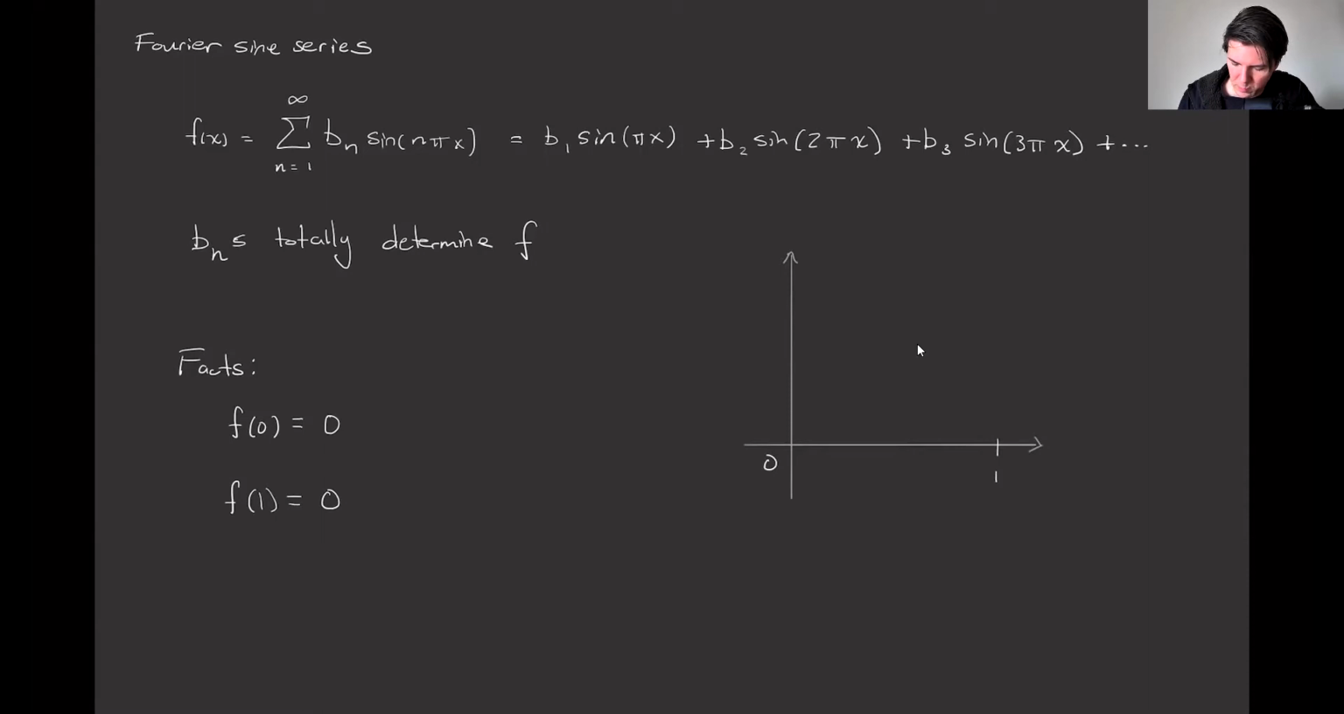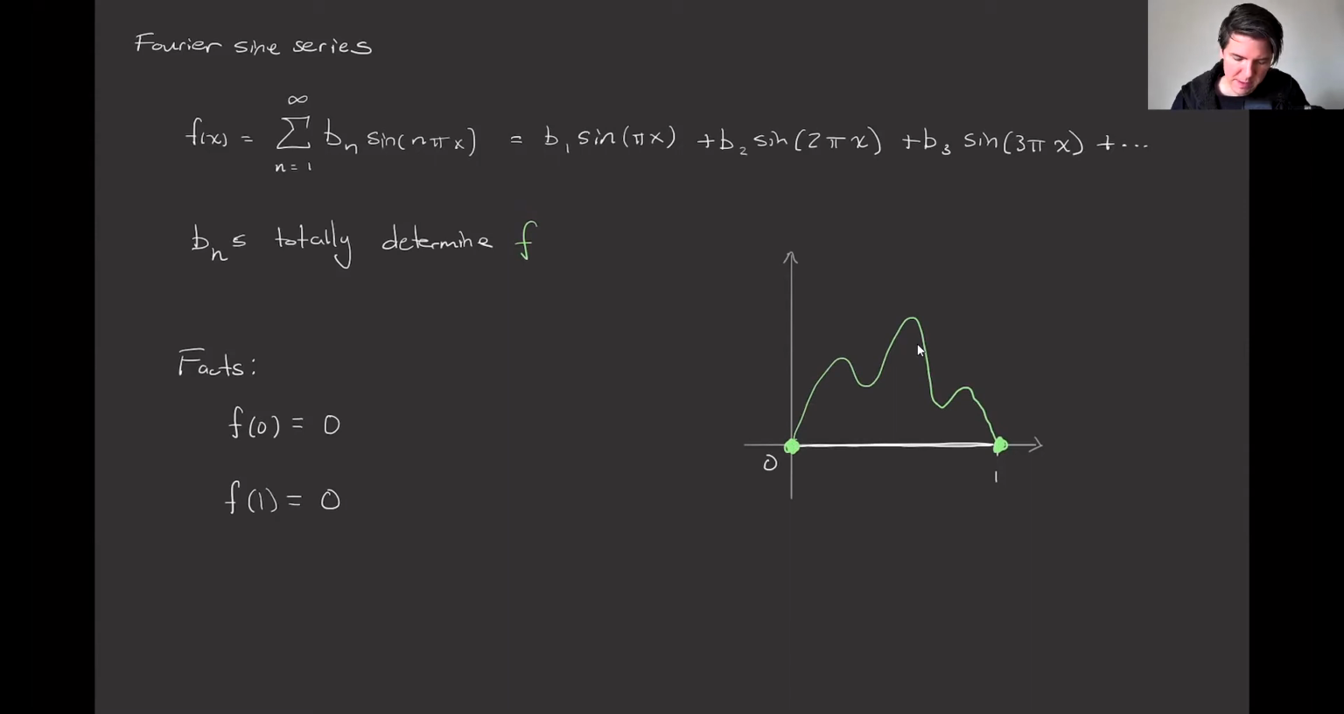And we're going to think about what happens in this interval. We know that if we have a function f written as a Fourier sine series, then it's going to cross the x-axis at x equals 0 and 1, and then it's going to do whatever in the middle here. All right, that's good to know.